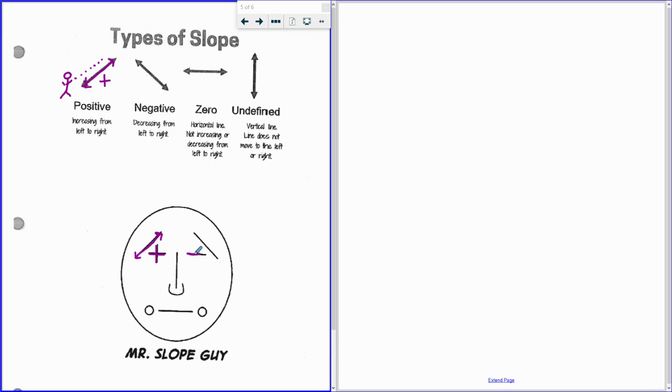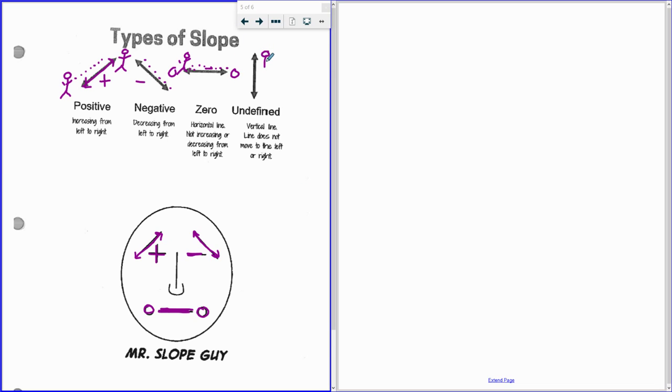Then the second eye of Mr. Slope Guy is a negative sign because this line is a negative slope. Again, if you were to start on the left-hand side of this hill, you would be walking down it, and so that would be a negative slope. His mouth is a horizontal line, and on each side of his mouth are 2 zeros, because if you were walking on this line, your height wouldn't be changing at all. It would be staying 0.